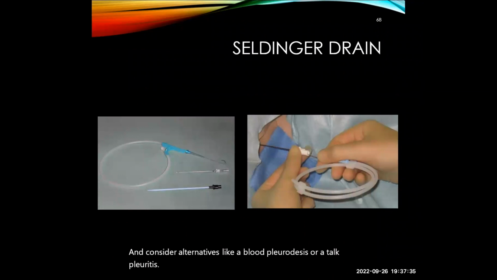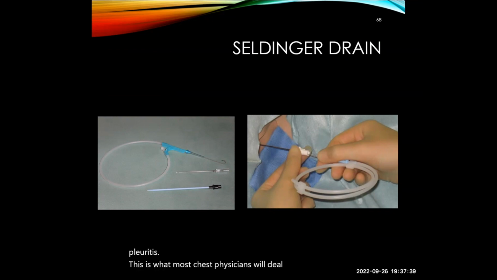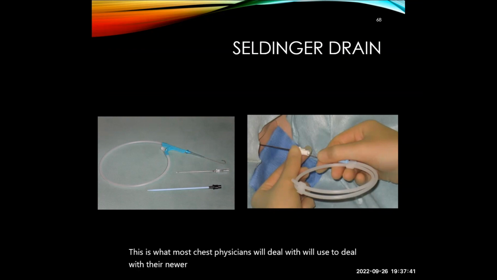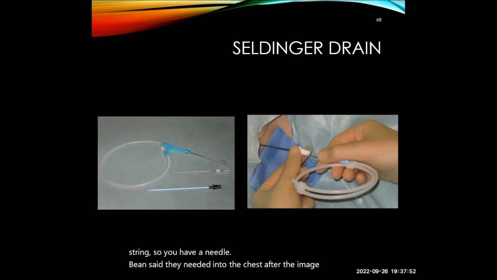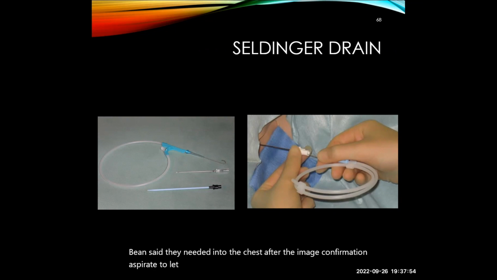So this is what most chest physicians will use to deal with a pneumothorax if it is a large one. So this is a Seldinger chest drain. So you have a needle, they insert the needle into the chest after the image confirmation, aspirate to let air out, and then advance a guide wire which goes into the chest. So it's a blunt guide wire which goes into the chest.